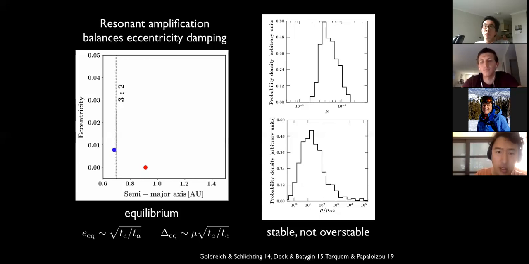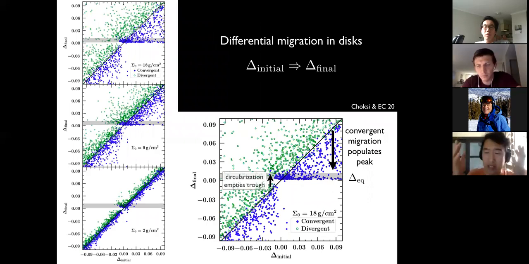Okay, so that's it. That's the ingredients of the story. And what Nick has done is a simple population synthesis, a survey of parameter space. You look at different pairs of planets and different kinds of disks. Some migrate divergently, some convergently. And we're going to look at all the variety of possibilities that are out there.